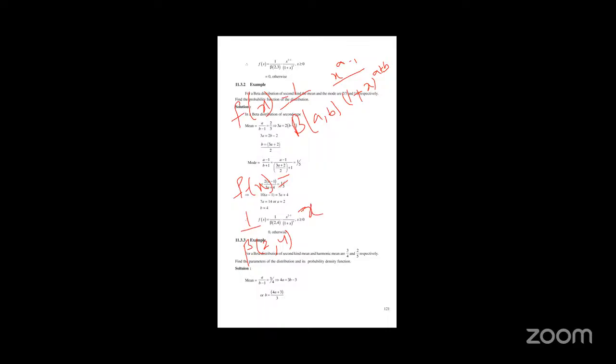So what is a value? The value is 2. 2 minus 1 is 1. So x, 1 plus x to the power a plus b. What is a plus b? 2 plus 4 is 6. So this is the required probability function. Required probability function. So where we can say x is greater than or equals to 0.